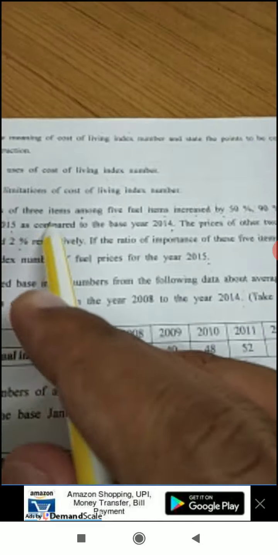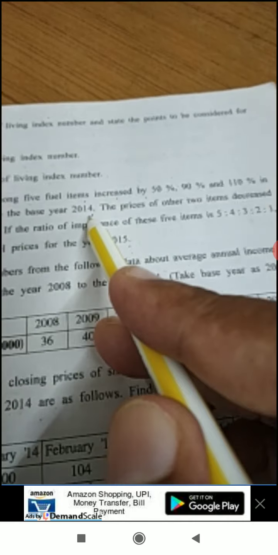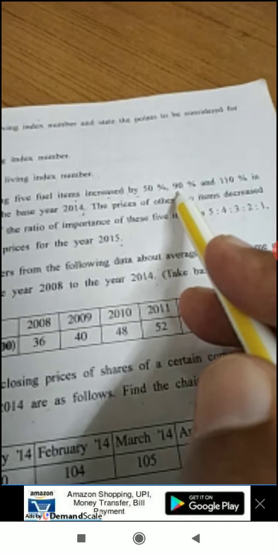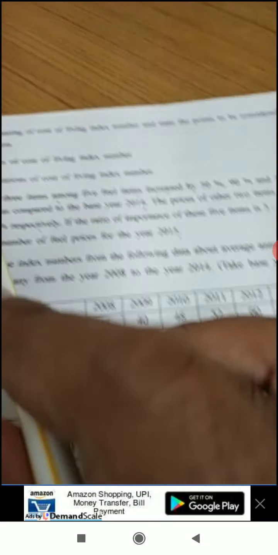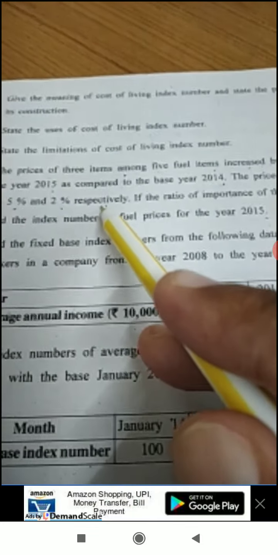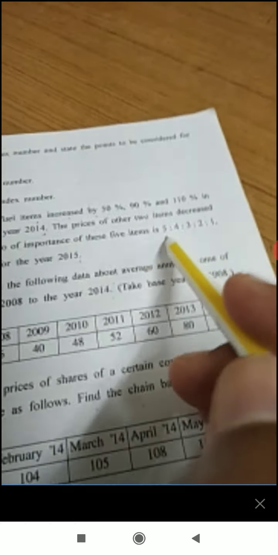Now what is given in question number 7? The prices of three items amongst the fuel items increased by 50%, 90%, and 110% in the year 15 as compared to the base year 14. So here the increase is given: 100 plus 50, 100 plus 90, 100 plus 110. The prices of the other two items decreased by 5% and 2% respectively, which means 100 minus 5 and 100 minus 2. The ratio of importance of the five items is 5 : 4 : 3 : 2 : 1. Find the index number of the fuel for the year 15.